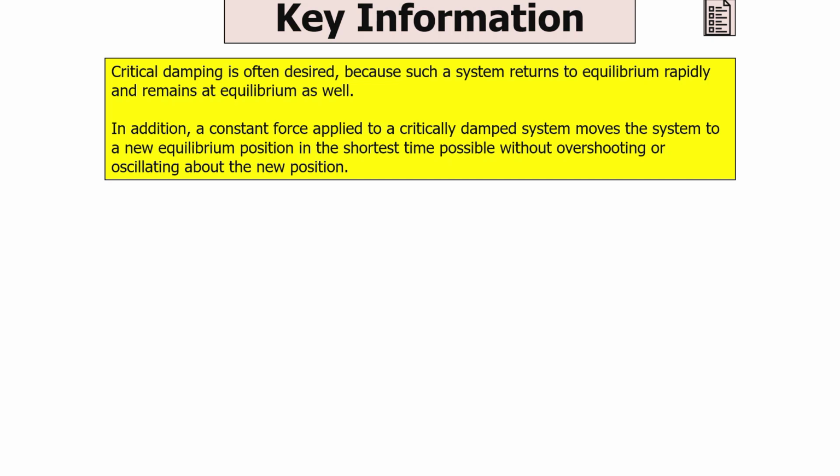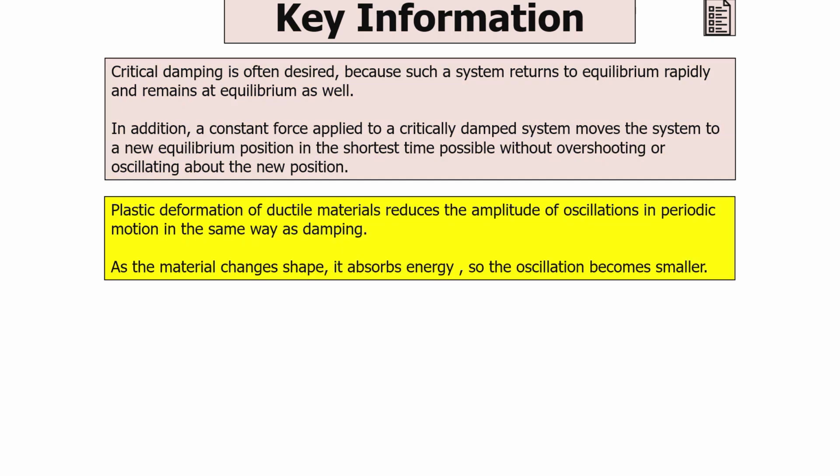In addition, if a constant force is applied to a critically damped system, it moves the system to a new equilibrium position in the shortest time possible without overshooting or oscillating about the new position. Now, plastic deformation of ductile materials reduces the amplitude of oscillations in periodic motion in the same way as dampening. As the material changes shape, it absorbs energy, so the oscillation becomes smaller.